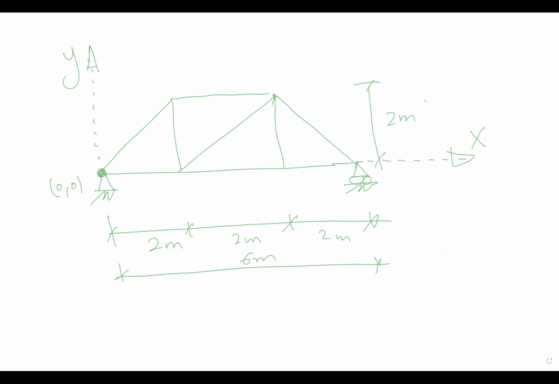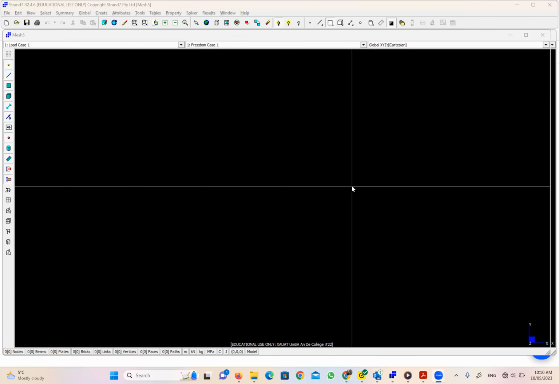So now, what are the coordinates? If this is 0 and 0, so this will be 2 and 0, this will be 4 and 0, this will be 6 and 0, and the upper side will be 2 and 2, because 2 in x, 2 in y, and this one will be 4 in x and 2 in y. So this is the coordinates we have, and now we return back to the software to start drawing.